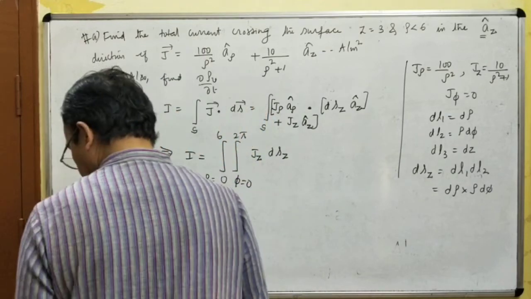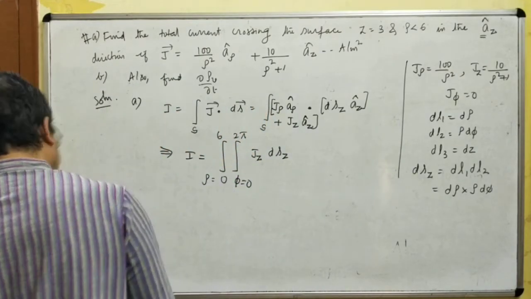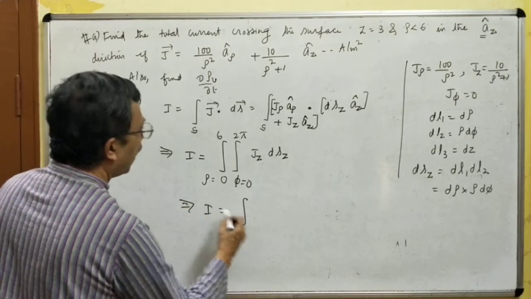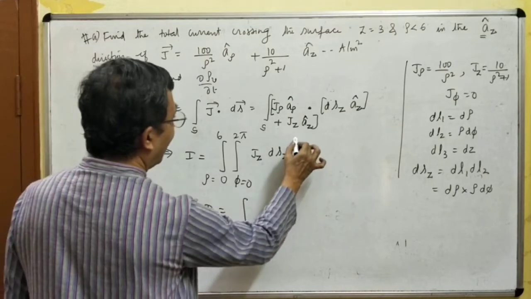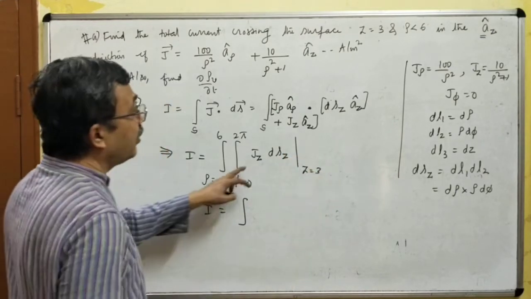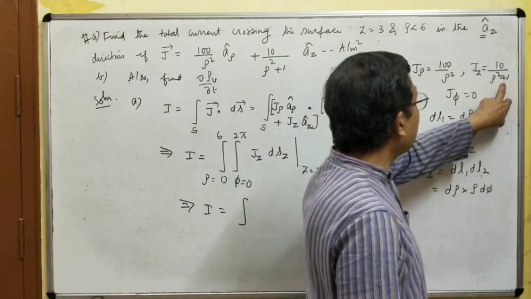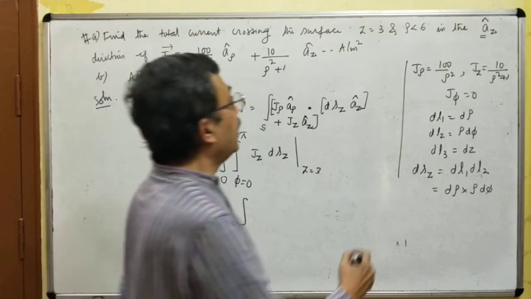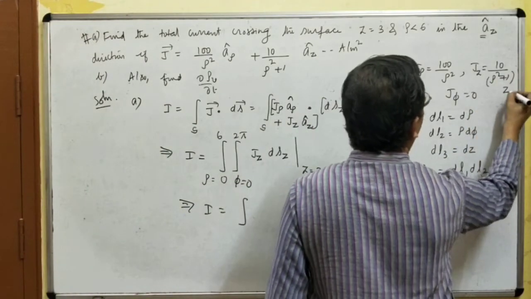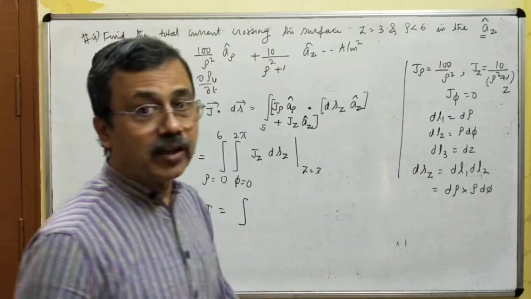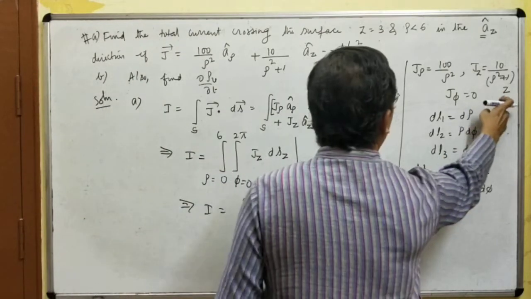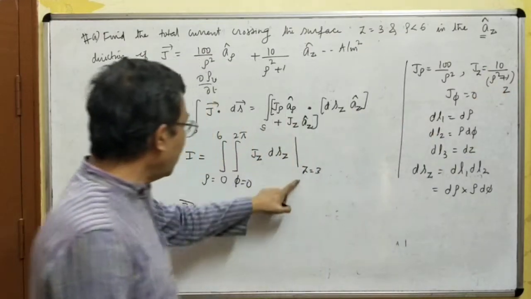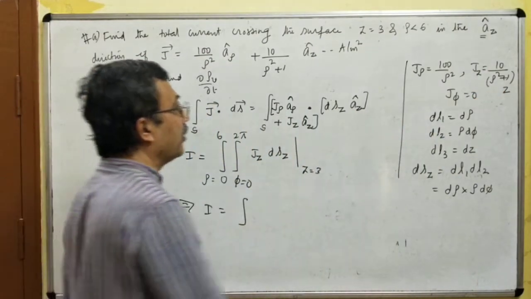So this implies I is equal to, actually this expression must be evaluated at z equal to 3. But since Jz is independent of z, the z equal to 3 has got no significance. For example, if Jz were given as 10 divided by rho square plus 1 into z, then when you put z equal to 3, the value of Jz will be 10 by rho square plus 1 into 3. Here z equal to 3 has got no significance.